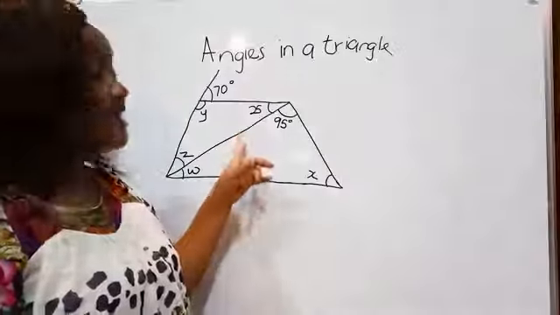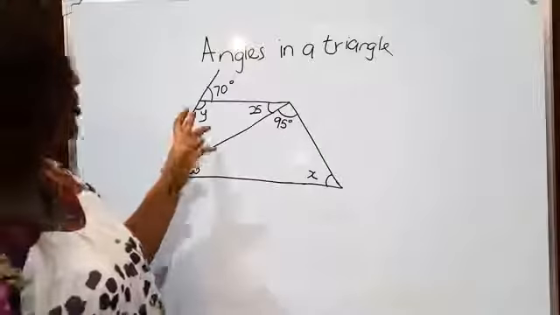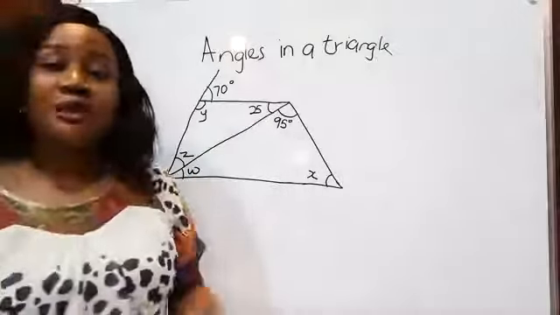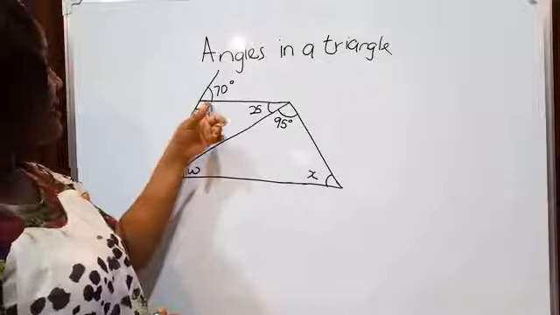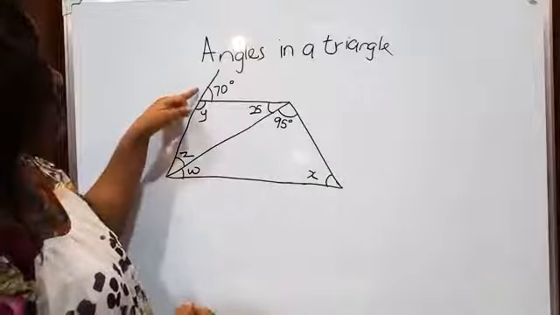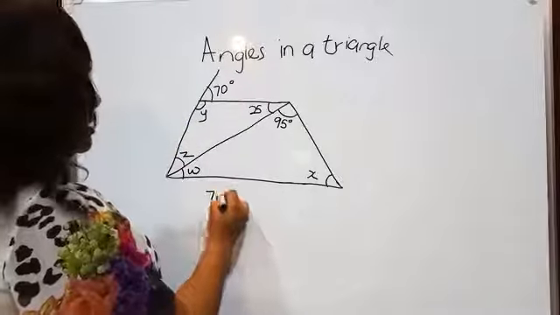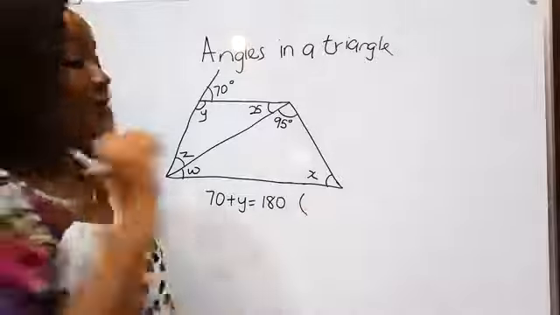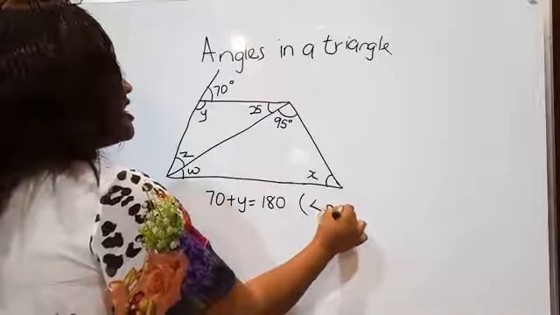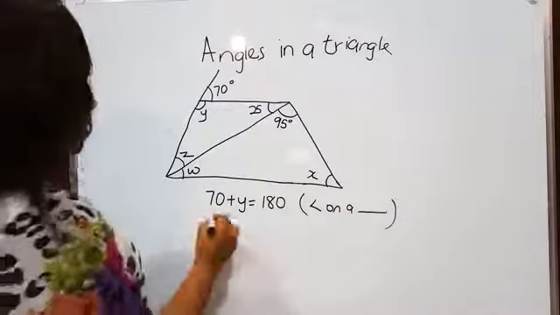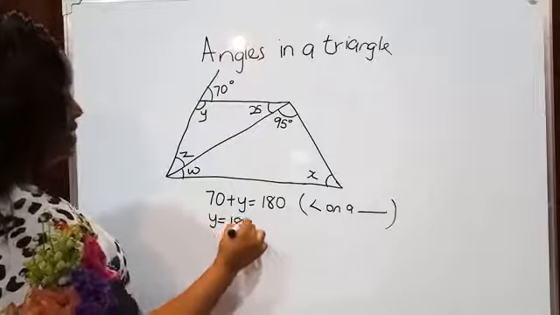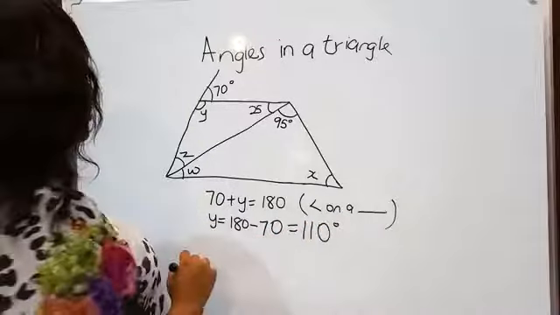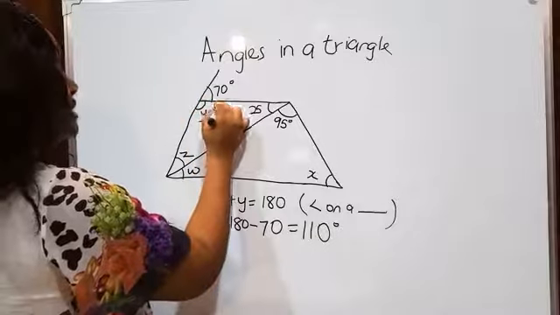Now let's look at this problem. We have how many knowns? We have 3 knowns and 4 unknowns. But we'll start from the easier part, and the easier part is this part, where you have 70 plus y equals 180. Reason being angle on a straight line. So we have y equals 180 minus 70, and that gives us 110 degrees.